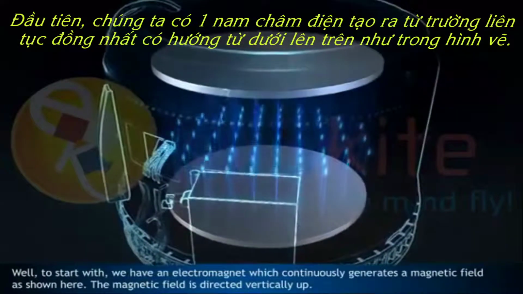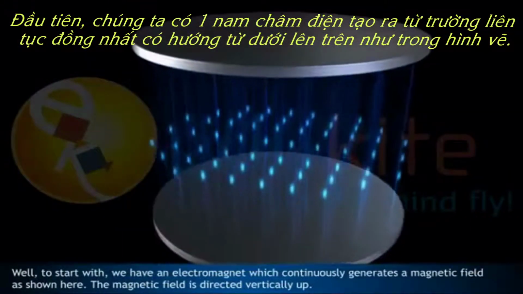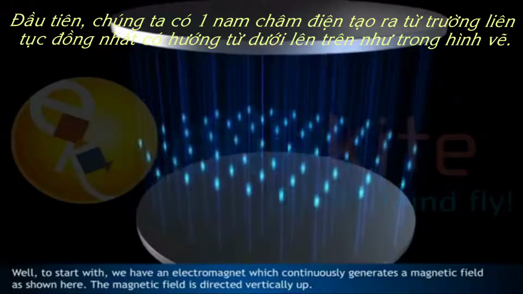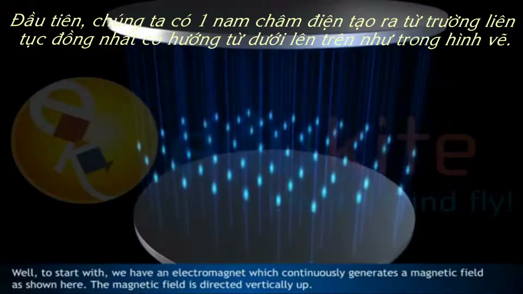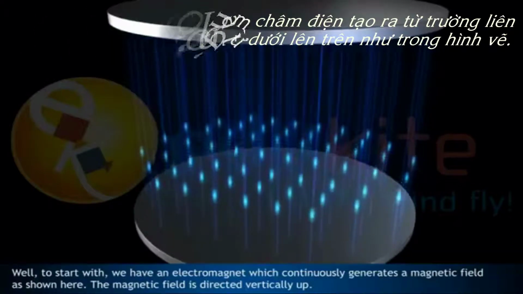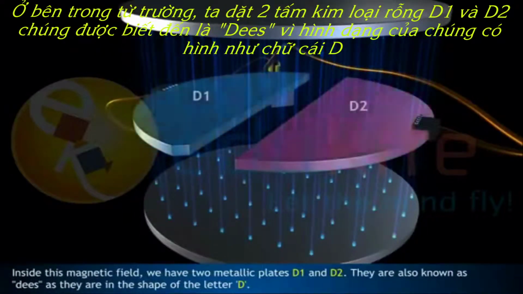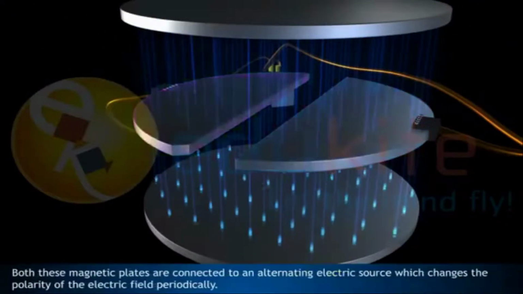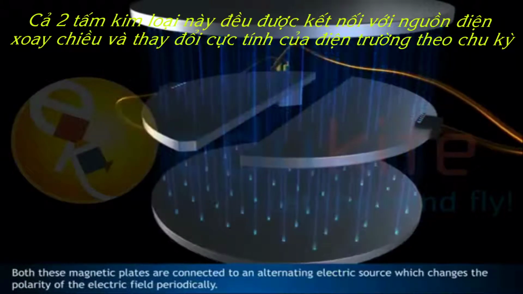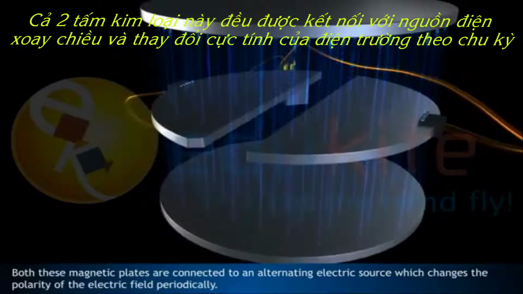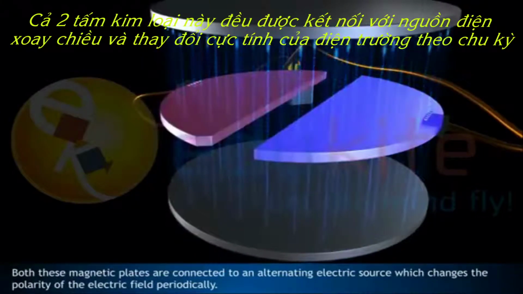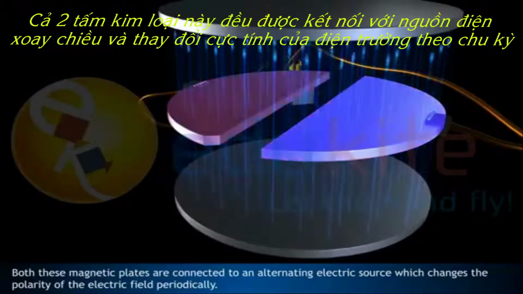Let us first try to understand what a cyclotron is made up of on a fundamental level. Well, to start with, we have an electromagnet which continuously generates a magnetic field as shown here. Here, the magnetic field goes from the bottom to the top. Inside this magnetic field, we have two metallic plates, D1 and D2. They are also called Ds, as they are in the shape of the letter D. Both these plates are connected to an alternating electric source, which changes the polarity of the electric field periodically.